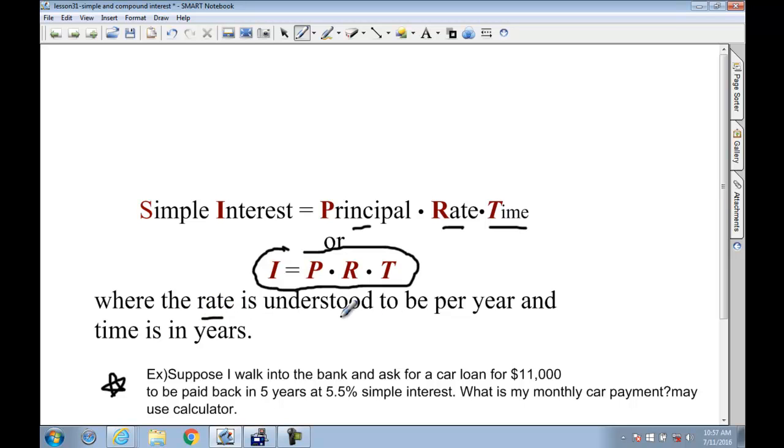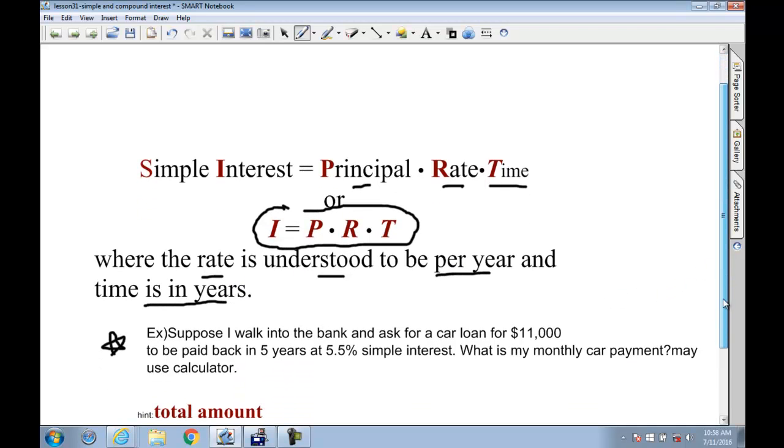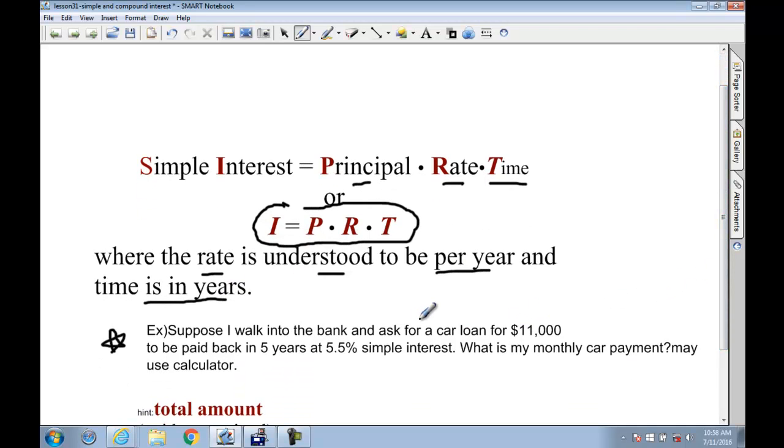So the rate is understood to be per year, and time is in years. If you're reading a word problem in a textbook or on a test, let's say, and time is not given in years, say it's given in months, make sure you convert it back to years. So big note to self, must be in years.